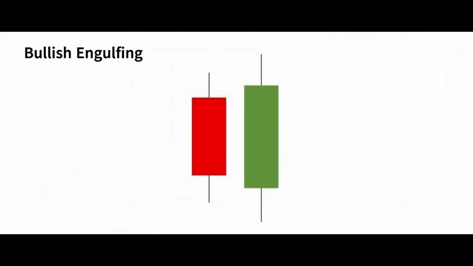Some of the commonly used patterns include bullish engulfing. The bullish engulfing pattern is a candlestick pattern that often indicates a potential reversal of a downtrend and suggests a bullish move in the market. It consists of two candles, a small bearish candle followed by a longer bullish candle that completely engulfs the previous candle. As you can see here, the first candle is a smaller bearish candle indicating a continuation of the current downtrend. It shows that the sellers are still in control of the market.